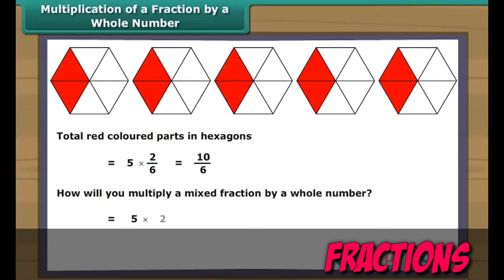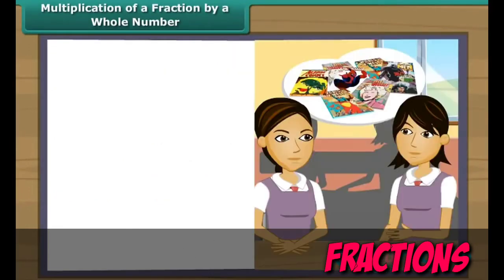But how will you multiply a mixed fraction by a whole number? In such cases, we first convert mixed fraction to an improper fraction and then carry out the multiplication. Multiplication of a fraction by a whole number.